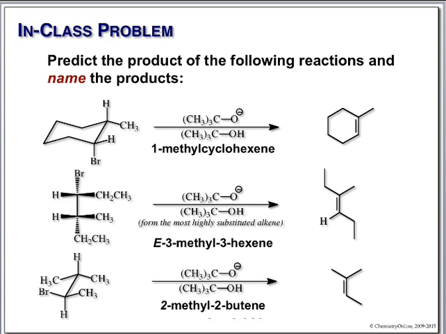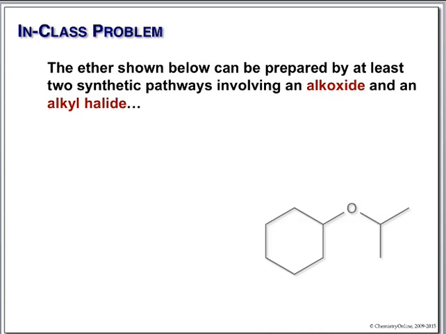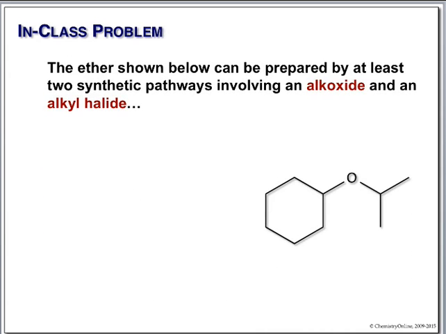Any questions? Well, in our review yesterday, or Tuesday, we had a great time doing Williamson ether syntheses two ways. So let's go ahead and do one of those. Go ahead and make this ether using two different alkoxide, alkyl halide pairs. Now, if you haven't done this yet, go ahead and think about how you do it.